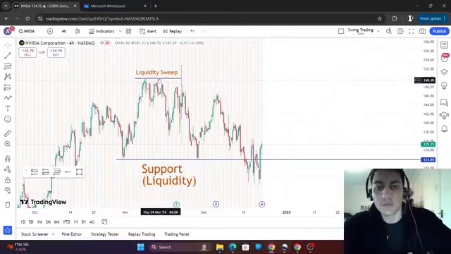The wick comes up. This is probably a news event. I'm not really sure what it was. Probably a news event. Comes up, takes out all the liquidity here, quickly reverses down. Anyone who went short here has lost, right? They've lost money. Smart money's taken their place.